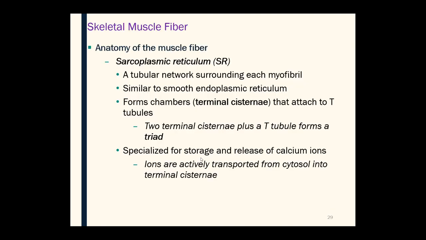Okay, let's just go back a minute, make sure we have everything. All right, so the SR, like I said, is a tubular network. It's similar to the smooth ER. We know the chambers are called the terminal cisternae. They're up against the T-tubules, just like an Oreo cookie. We call that relationship a triad. And then we also want you to know right now that the sarcoplasmic reticulum's function is to store calcium.